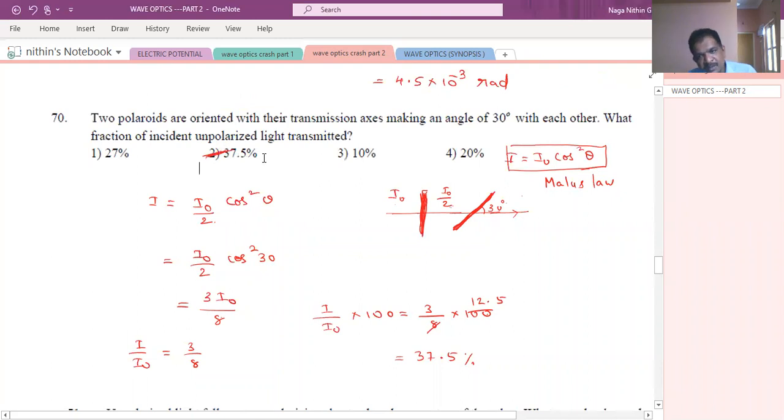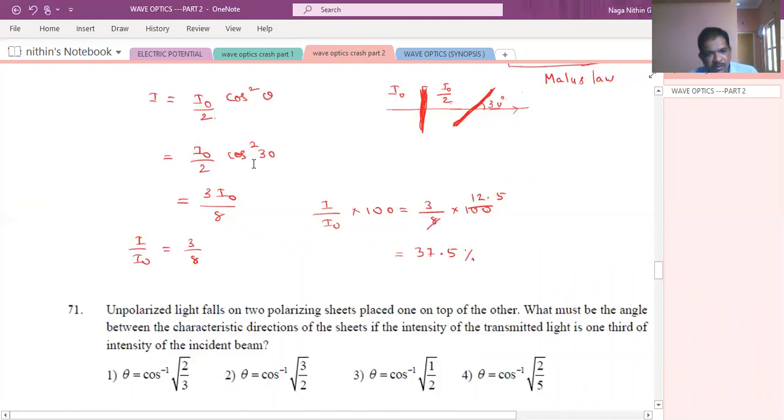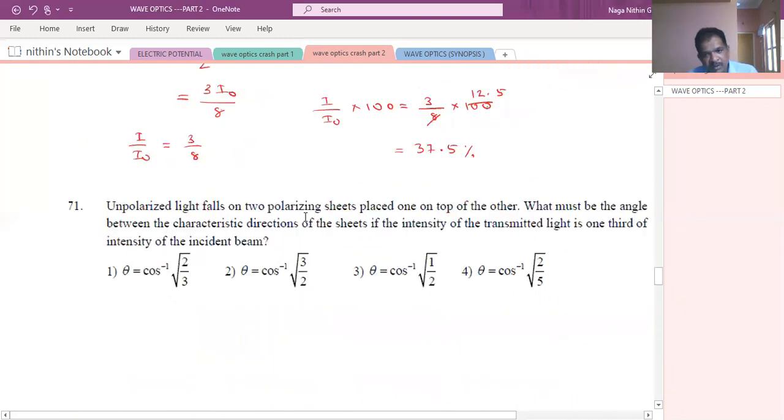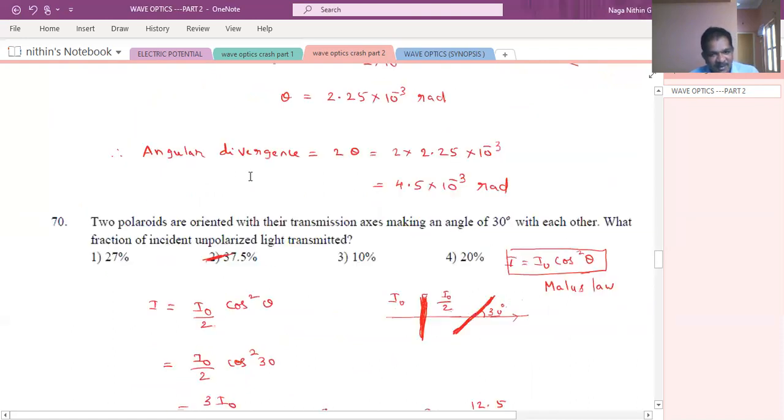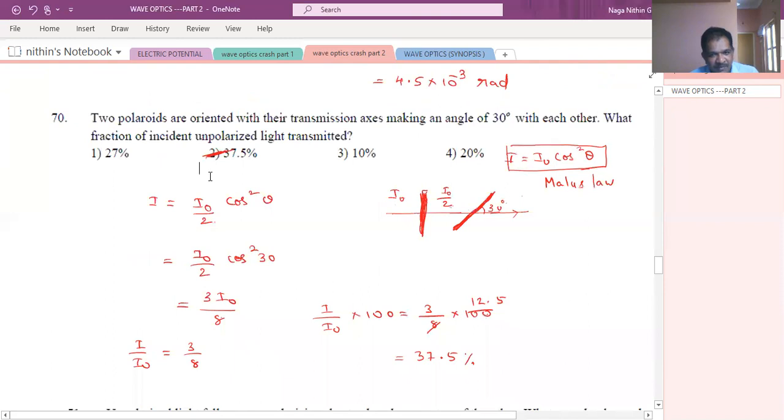These problems on the polarization, if you are only preparing for CET, just neglect this problem. So here from 70 onwards, you neglect.